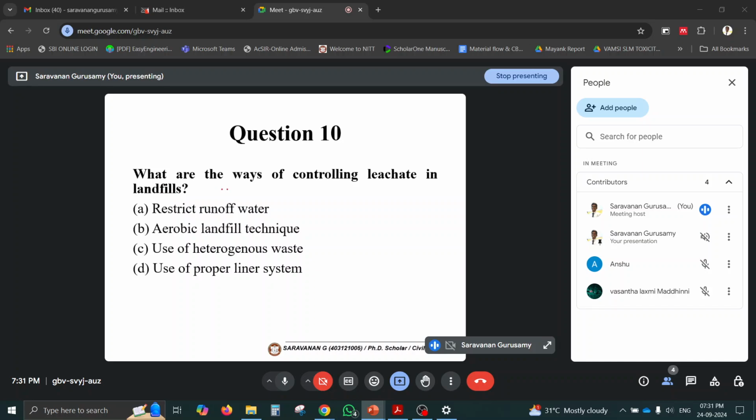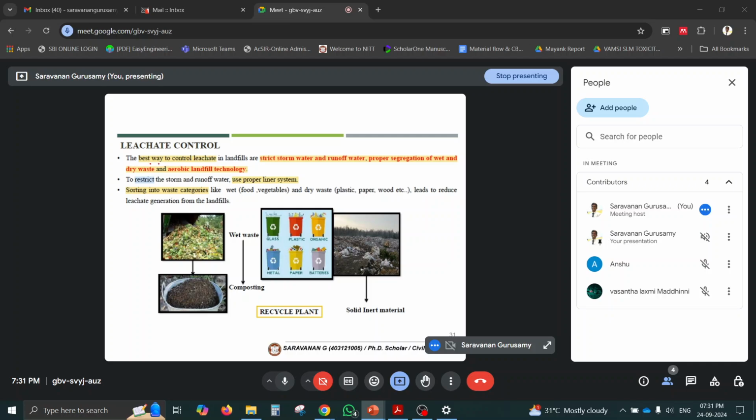So what are the ways of controlling leachate in the landfill? Controlling the leachate: restrict runoff water, aerobic landfill technique, use of heterogeneous waste, use of proper liner system. So to control the leachate quantity, we need to restrict runoff water, and then aerobic landfill technique, use of proper liner system will control the leachate in the landfills.